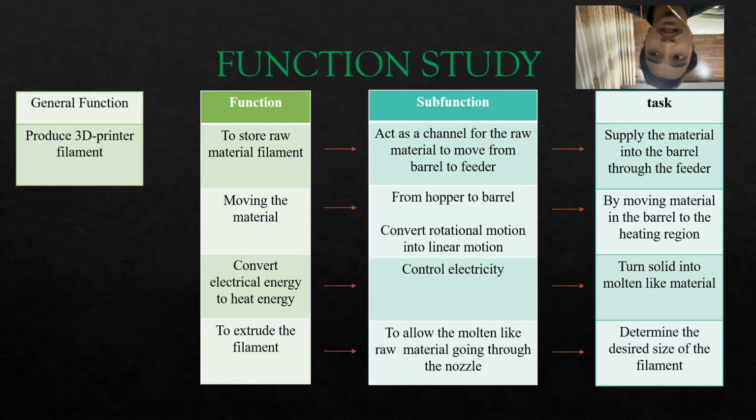For the function study, the general function of the product is to produce 3D printer filament. The first function is to store raw material. The subfunction is to act as a channel for the raw material to move from the barrel to the feeder, and the task is to supply the material into the barrel through the feeder.